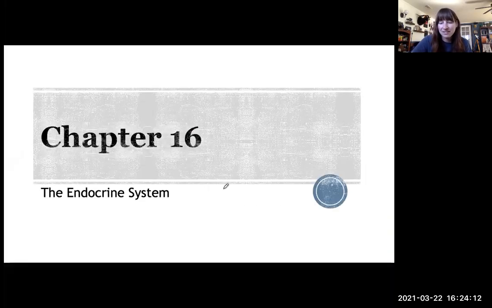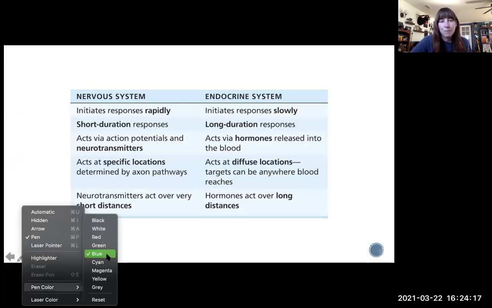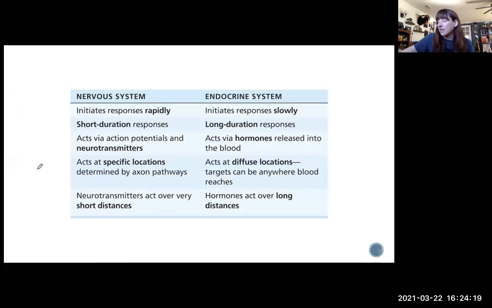All right, chapter 16, the endocrine system. So before we begin, let's talk about the endocrine system in context of the other body systems. It is a communication system, as is the nervous system, right? So the nervous system initiates very, very fast responses, right? So it's electrochemical in its signaling. Electrical, if you will, which means that it's very, very fast signaling, as opposed to the endocrine system, which is relatively slow.